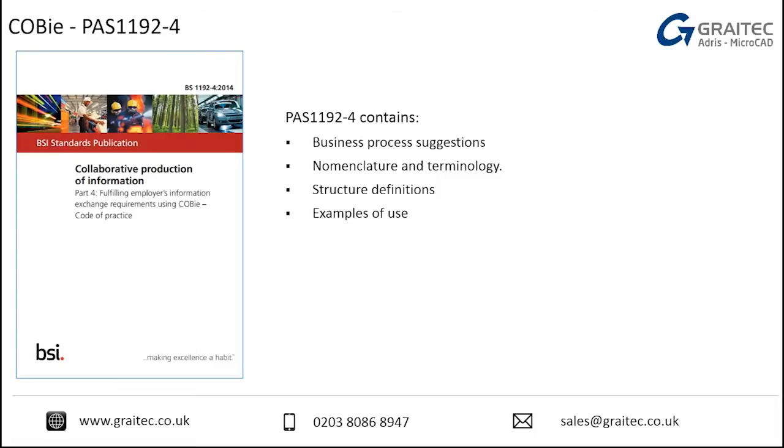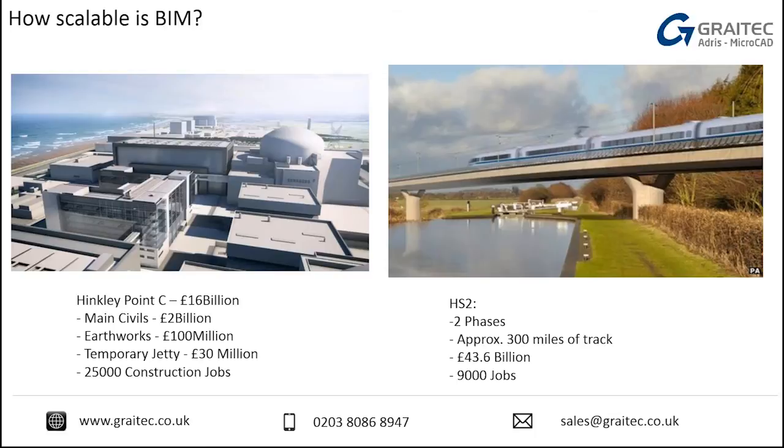If we have a look in PAS 1192-4, it mentions how COBie works, what the requirements are, the code of practice for this, etc. So how scalable is BIM? One of the arguments I always get is that it's only good for new builds, it's only good for square buildings, it's no good for old buildings, and it's no good for small projects. It does work on small projects. I've got house builders that use Revit all the way through.